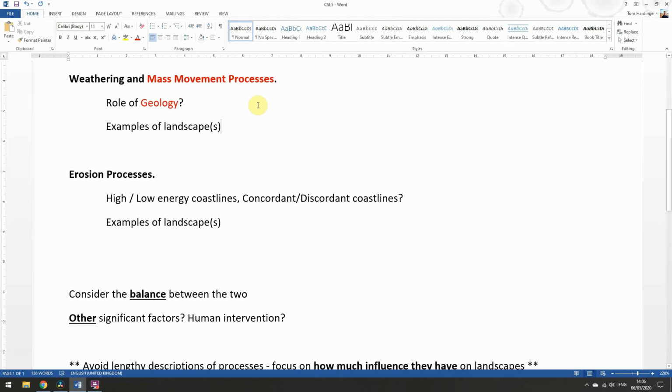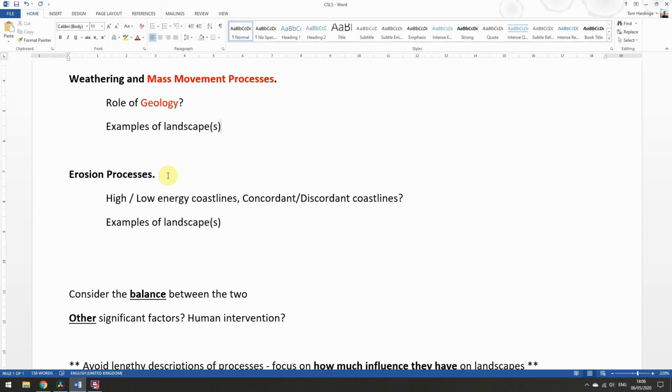Moving on to erosional processes, again we might want to think about how those erosional processes create specific landforms, but we don't just want to resort in this answer to just explaining the formation of a stack or explaining the formation of a wave cut platform. That's not what we're doing. We're trying to think more broadly than that. How important generally are erosional processes in shaping landscapes?